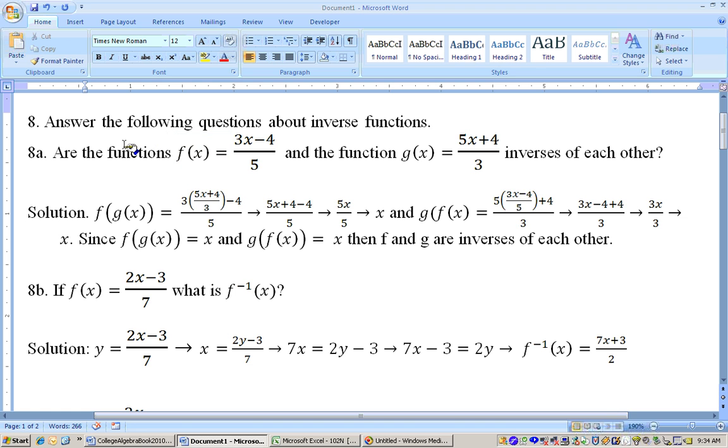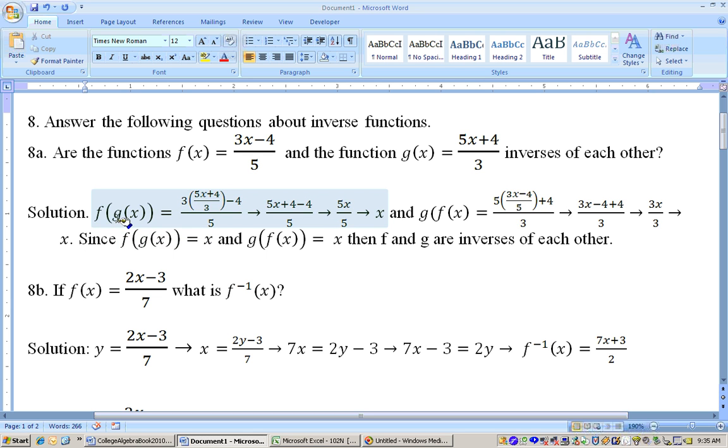Okay, on problem number 8 of the practice test, it says answer the following questions about inverse functions. Part A says, are the functions f of x equals (3x minus 4) over 5 and g of x equals (5x plus 4) over 3 inverses of each other? Well, the way to know if they are is to compose them together and see if we get x.